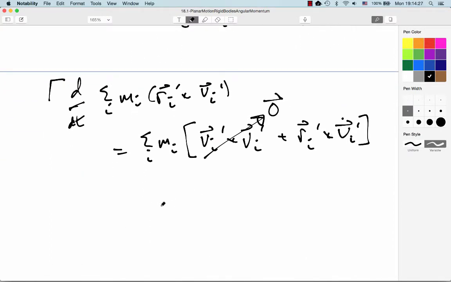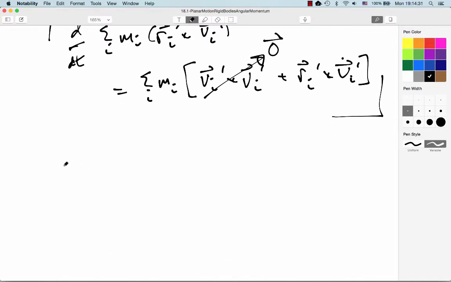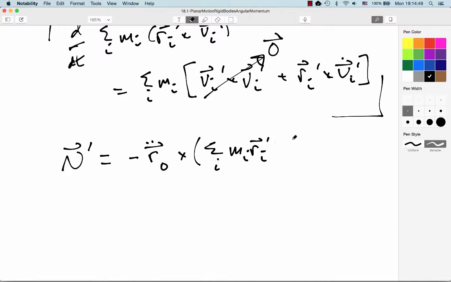So what I get, after that aside is over, is that the torque measured in the accelerated frame is equal to minus r naught double dot, I just took my v naught dot and wrote it as r naught double dot, crossed with, for reasons that will become apparent in a moment, the sum over i of m_i r_i prime plus dL prime/dt.